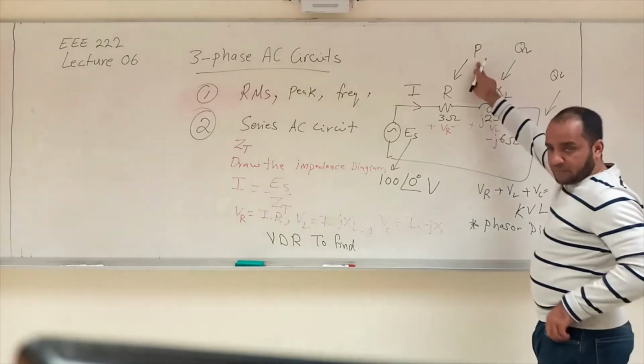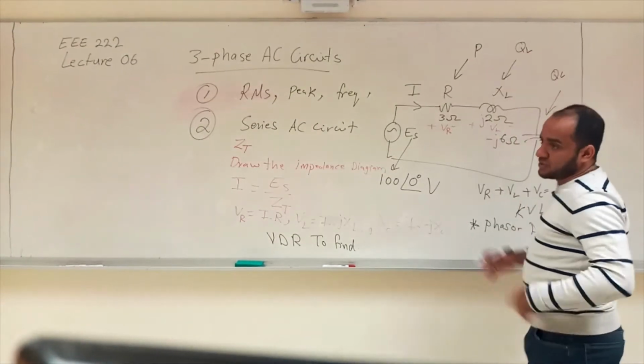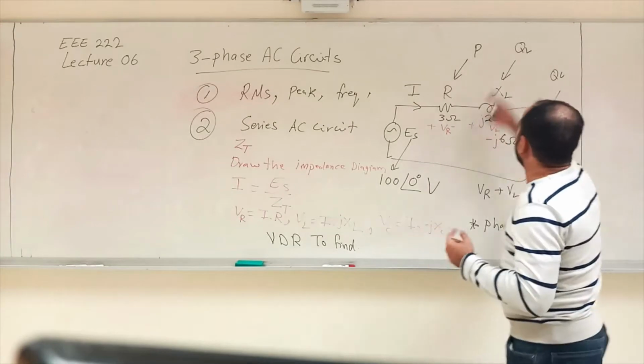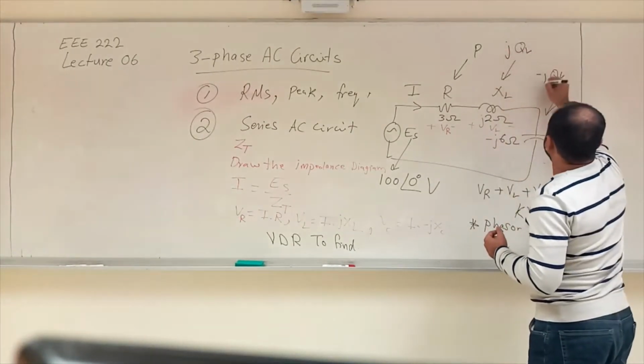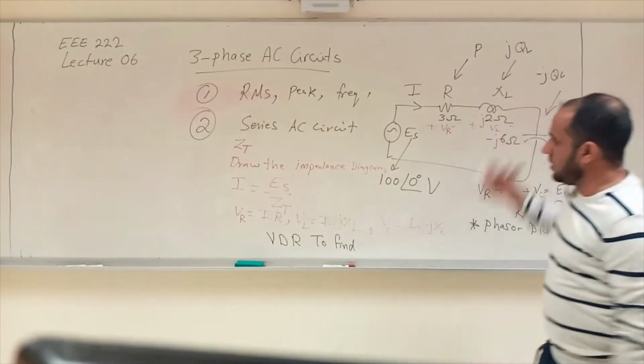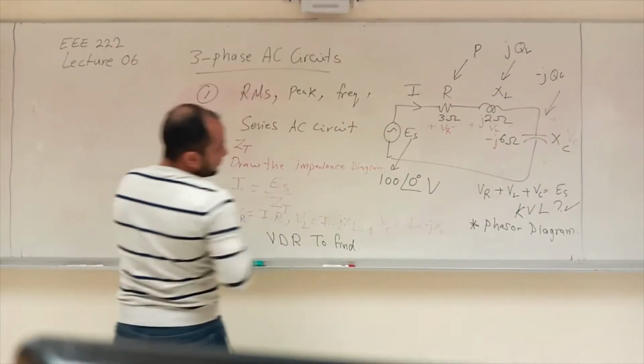Remember, this is a real number. These two are imaginary numbers. So you cannot just add them directly. We have to consider the J here and the minus J here for the QC, as we did before. So this was for series.